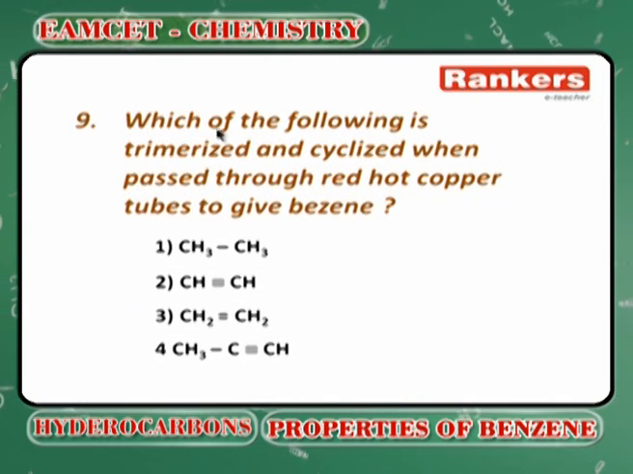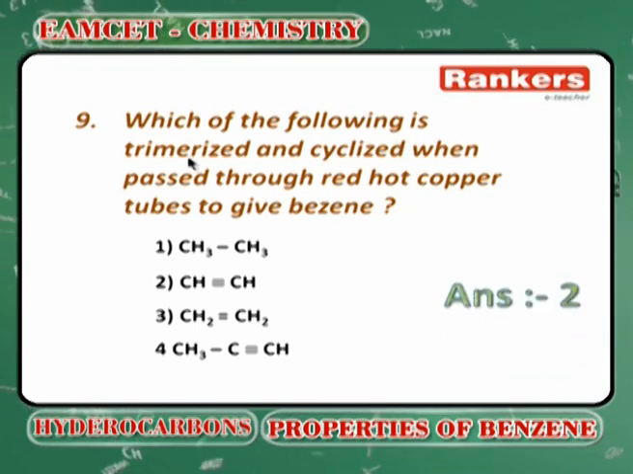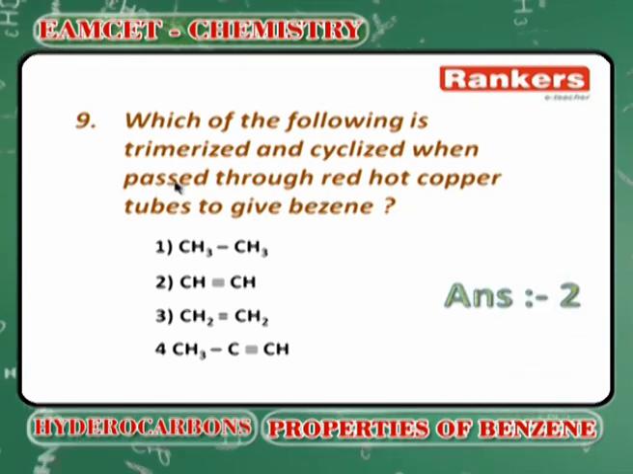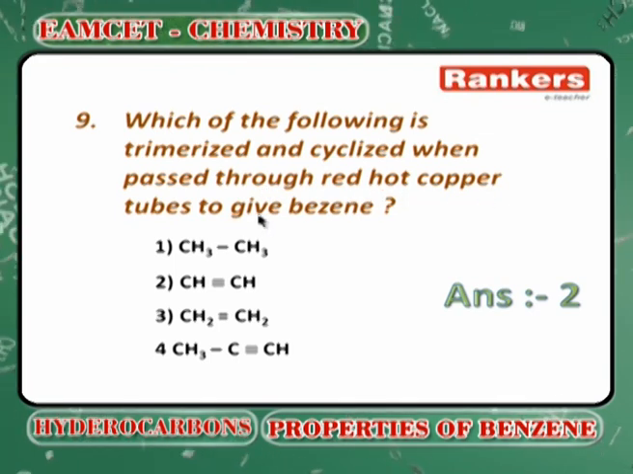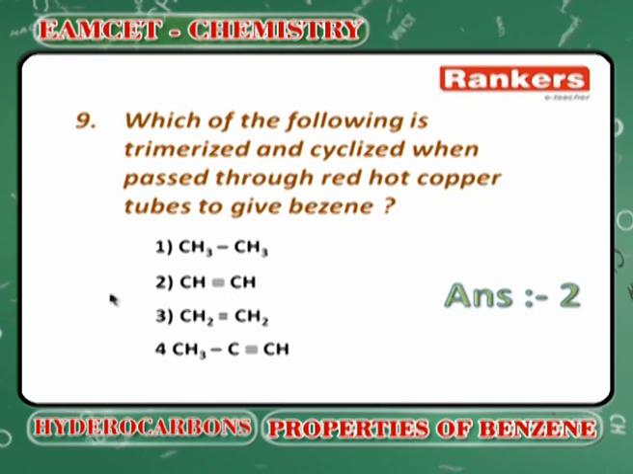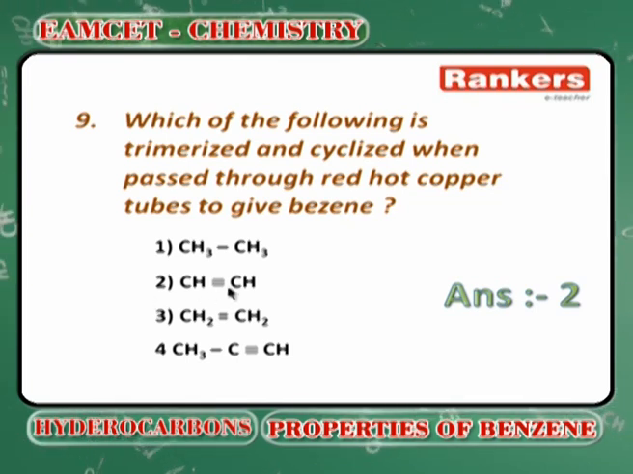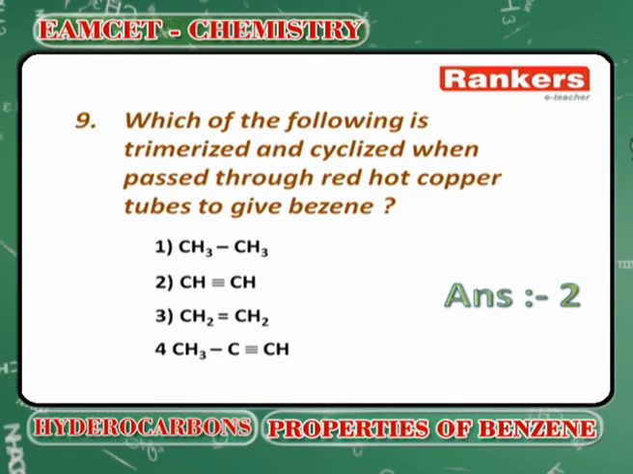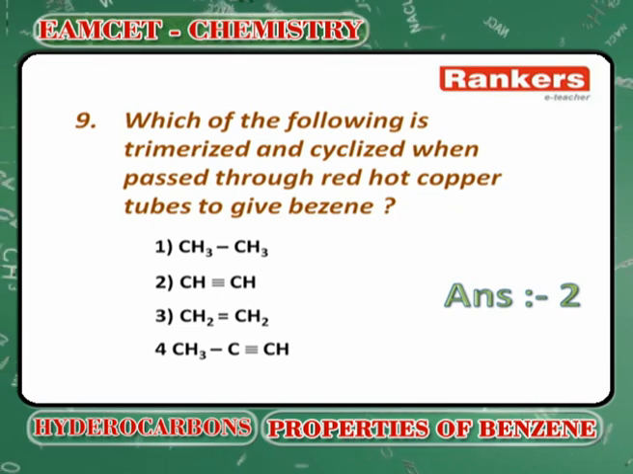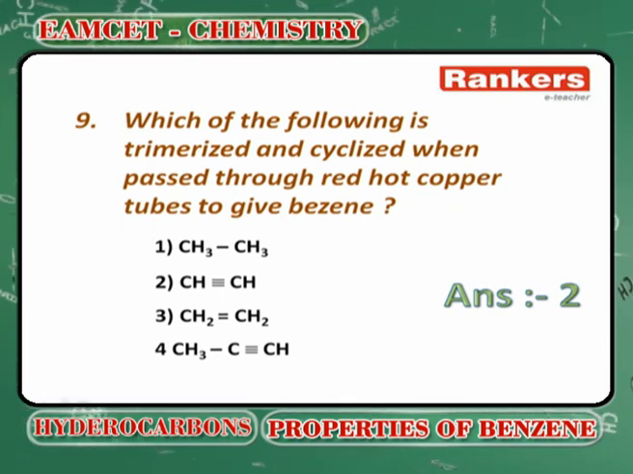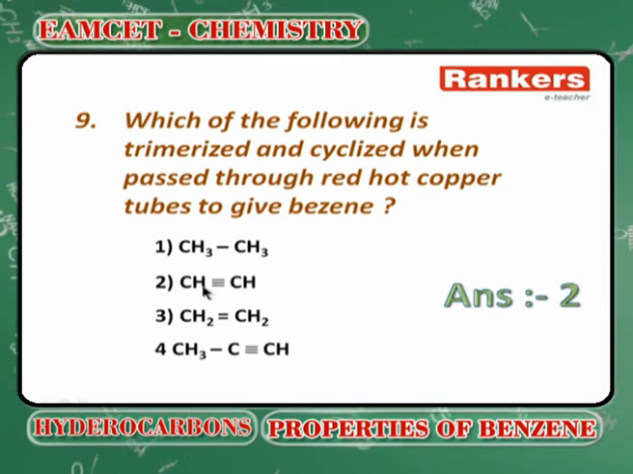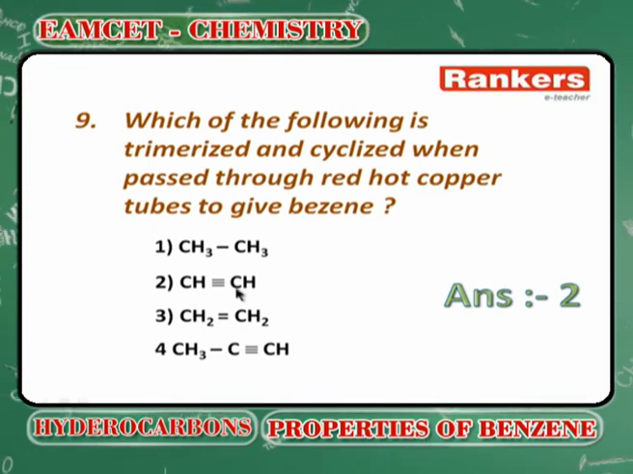Next, which of the following is trimerized and cyclized when passed through red hot copper tubes? Acetylene undergoes trimerization, as in the acetylene chapter. This is an important question. Here the acetylene trimerizes. If there is a methyl group attached, we will get a trimethyl benzene, not one methyl, trimethyl, because each acetylene contains one methyl. So 3 acetylenes are used, therefore 1,3,5 trimethyl benzene, which is known as mesitylene. So mesitylene can also be prepared in a similar reaction by trimerization cum cyclization. The answer goes to 2 here.